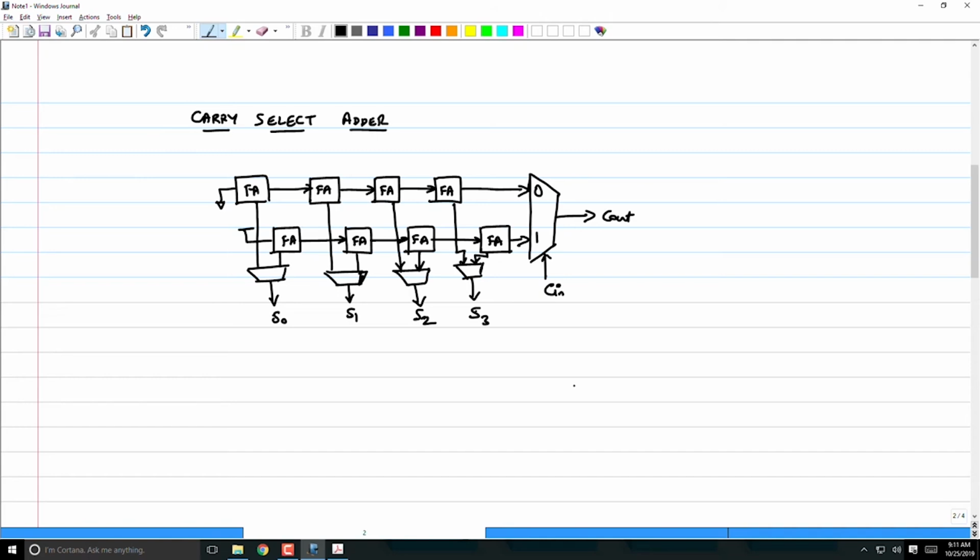So now I've significantly increased the hardware. I've doubled the number of full adders. I've also added more multiplexers, right? But the advantage is that stage can actually evaluate that bit and be ready upfront. Okay? So now we are going to use this and construct the thing there.